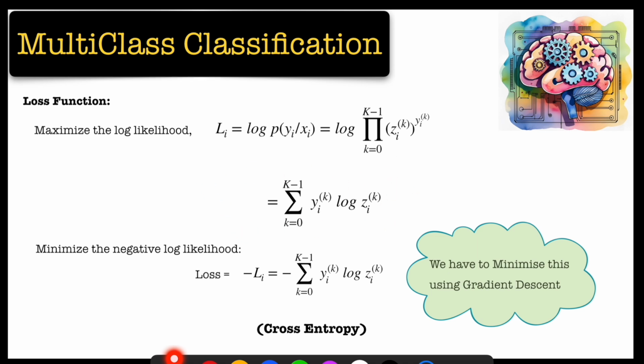Instead of that, we can minimize the negative log likelihood, that is, the loss is minus Li. This is minus the summation over k equals 0 to k minus 1 of yik log zik. And this thing is called cross-entropy. This loss function we use in our gradient descent to optimize and get the optimized W weight vectors.